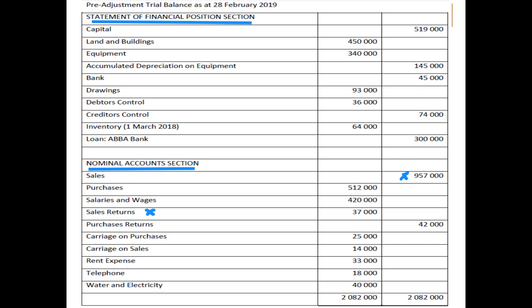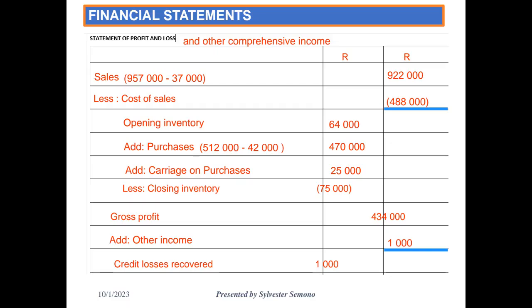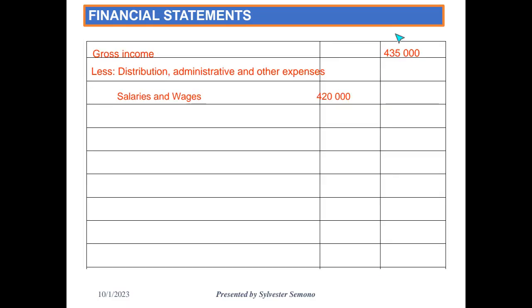So we've used sales, we've used purchases, we've used salaries, we've used sales returns, we've used purchases returns, we've used carriage on purchases. Are you having the same from your side? Yeah. And there's carriage on sales. Can I go and record under expenses? Yes. Okay, for the time being, just check if you got anything under adjustment. For the time being, I'm going to write carriage on sales here.